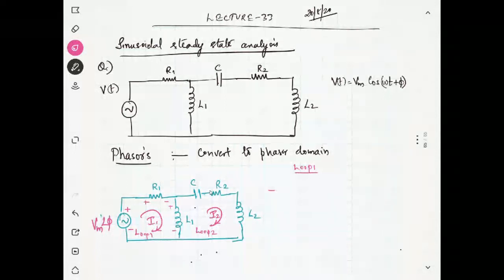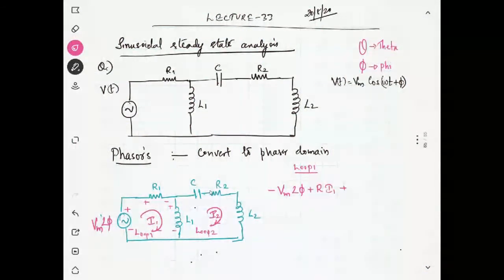So minus Vm angle phi. It is not theta; theta will be represented like this. This is theta and this is phi. Don't be confused. Then plus 2 I1, then what will be next? For the capacitor, I1 is going down and I2 is going up.